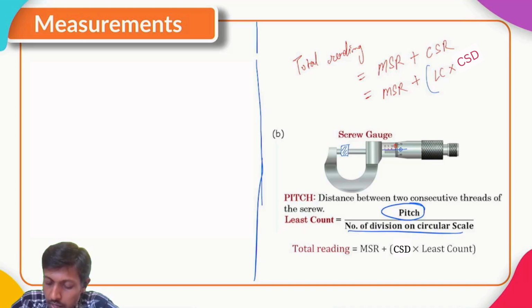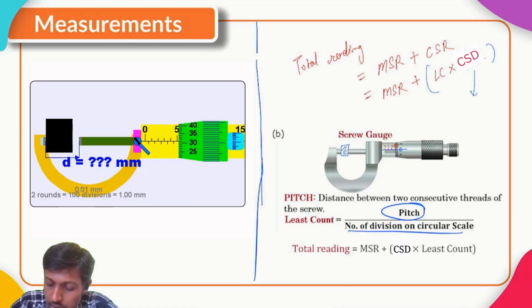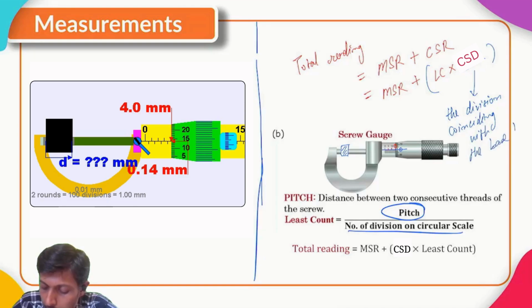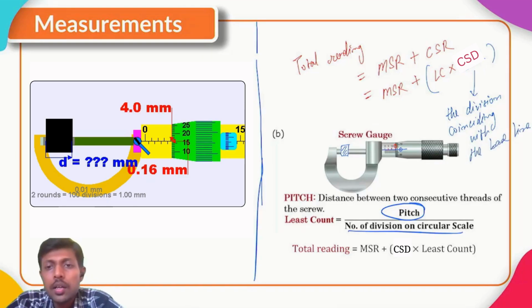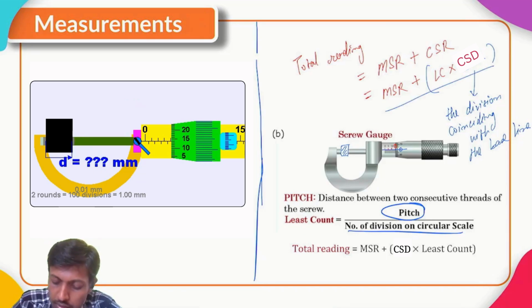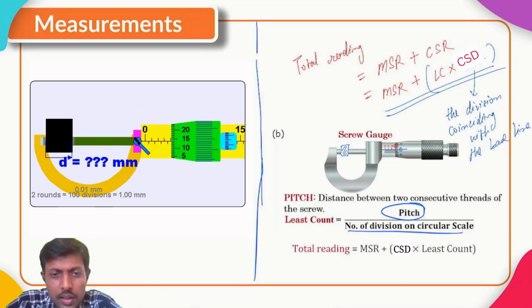So that would be our circular scale reading, which is the division coinciding with the baseline. So if we have these things, we can calculate the total reading very easily.